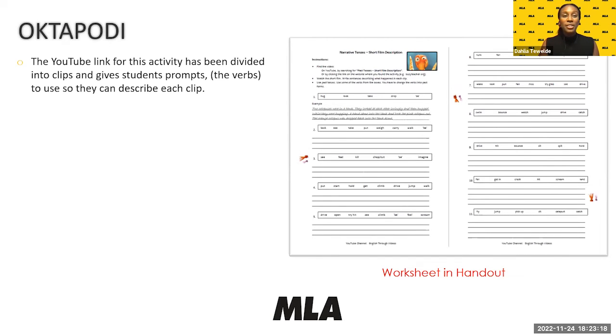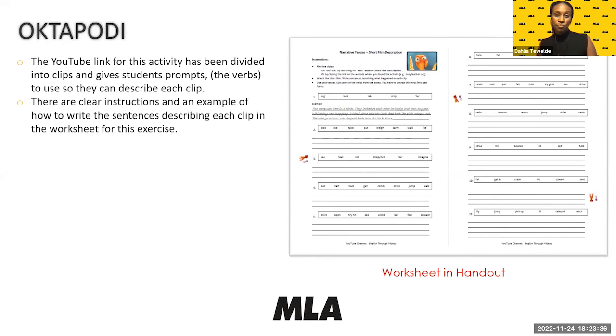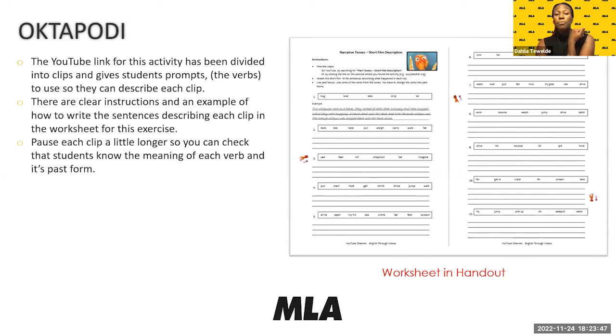Right, so the YouTube link for this activity has been divided into clips. We watched it as a long 2-minute piece, but the actual activity stops continuously and gives students prompts, the verbs to use so they can describe each clip. There are clear instructions and an example of how to write the sentences describing each clip in the worksheet for this exercise. It's advised to pause each clip a little longer because, as you've seen, it's quite a fast-paced short film.